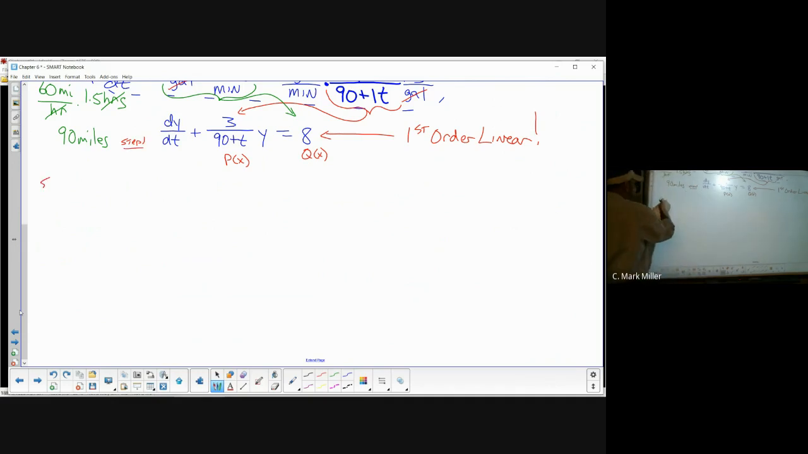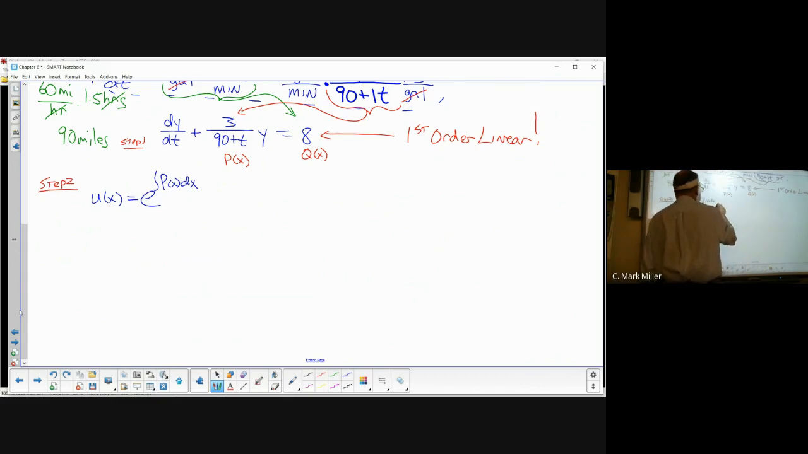Step 2, u of x is what? e to the integral P of x dx. That is e to the integral. I'm going to put the 3 on the outside. 1 over 90 plus t dt.